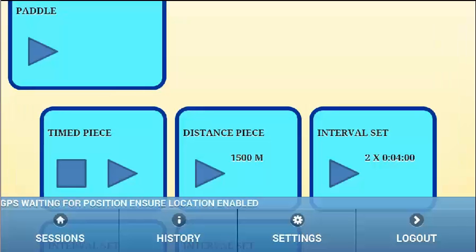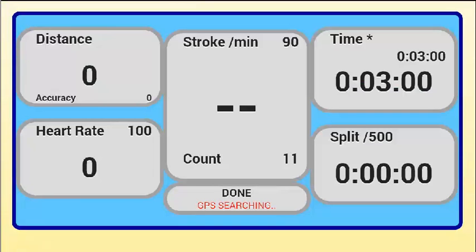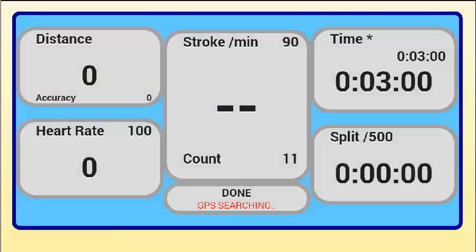I'm now about to stop the piece. So when I hit stop, that stops the piece and then we'll attempt to send the data up to the web for my coach to review. Again, I'm going to say send later. It's only when you properly stop the piece with the stop button, or that the time expires, or that the distance has been covered, that a piece gets saved properly on the phone and then can be sent up to the web.